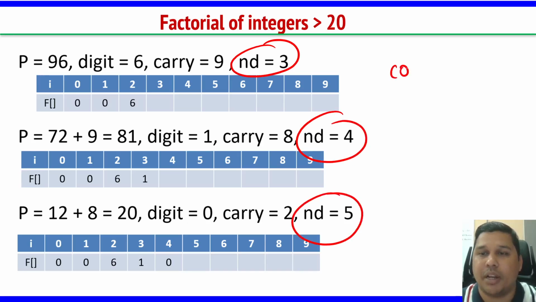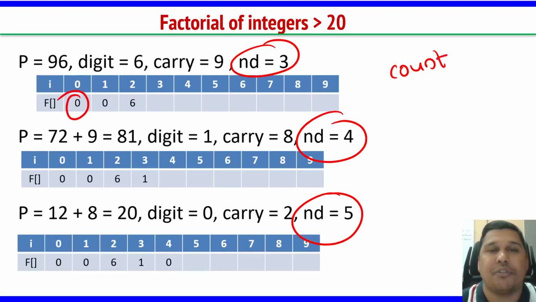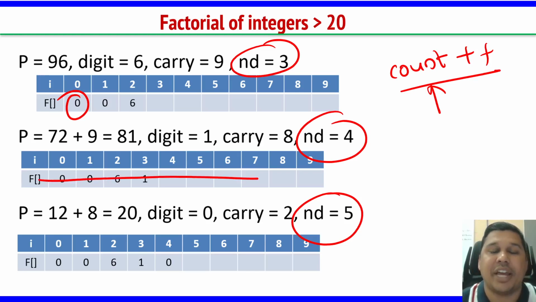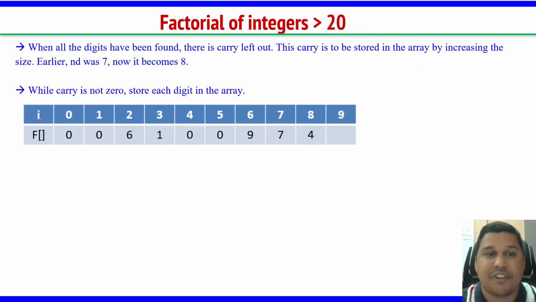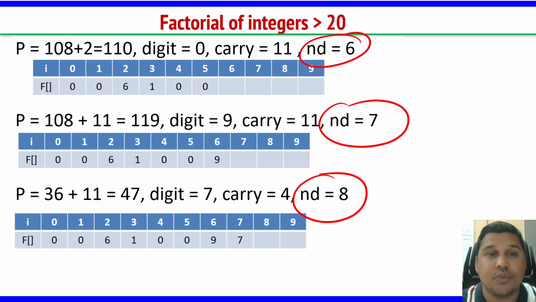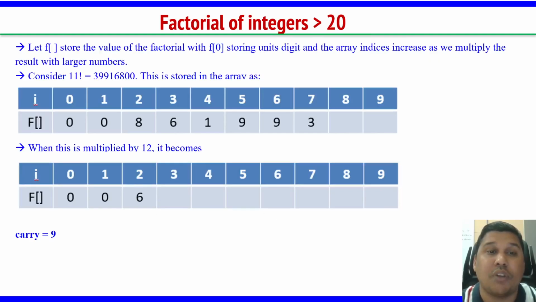It's a count variable. As and when I am inserting a number into f, I am incrementing the count. Why? This count holds how many digits are there in the f array. In the final f array, how many digits are there, that we are storing in the count variable. So with this we were able to do the factorial of a large number.